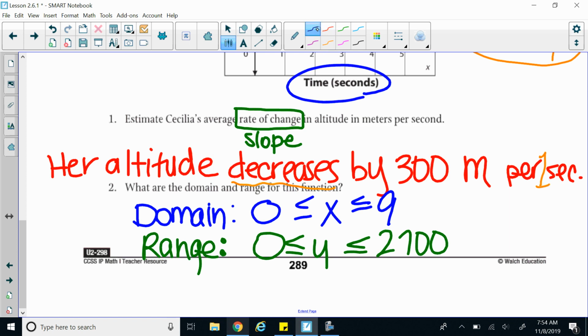Now, just a review from what we did on the quiz and then on the previous test is domain and range, just practicing that. So our domain is from 0 to 9. Now you might be saying, why is it 9?